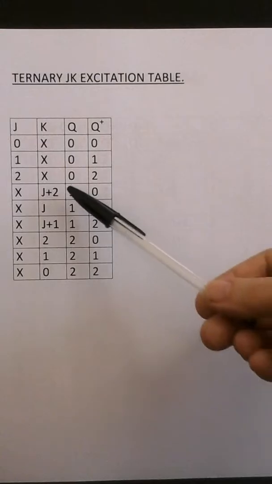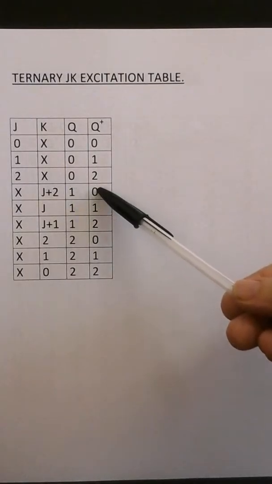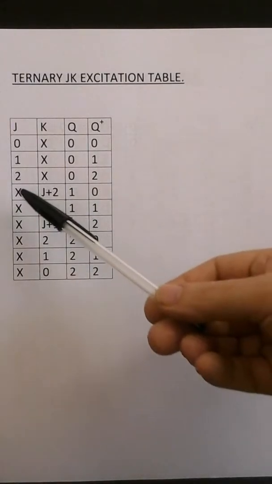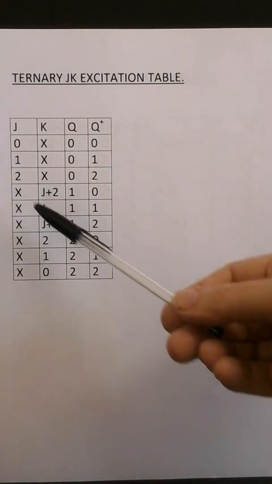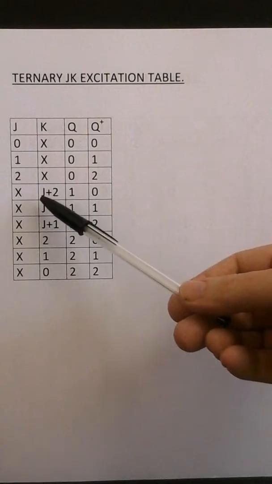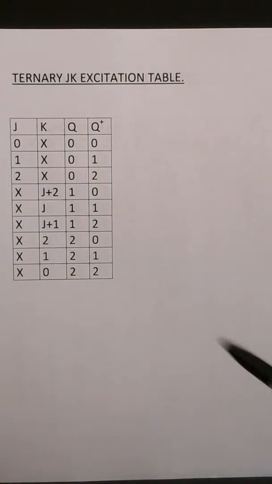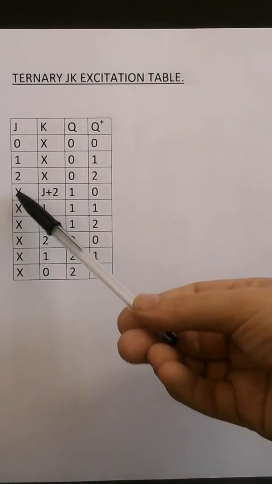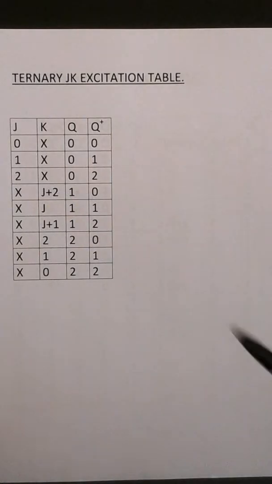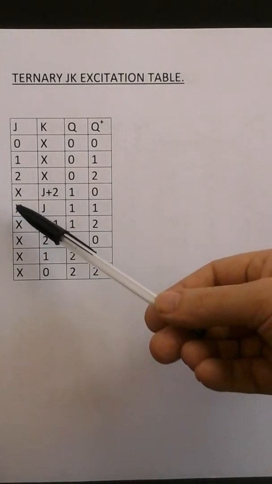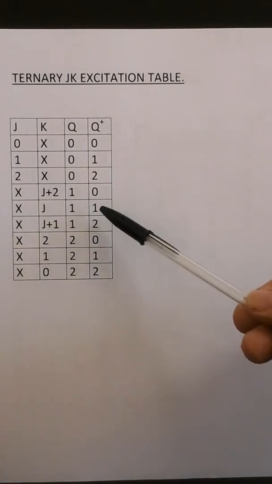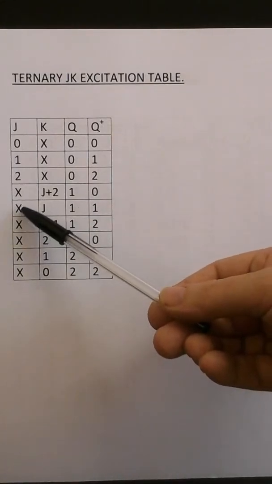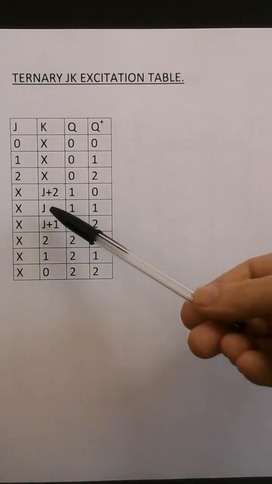For the middle rows, for q equals 1 to q plus equals 0, the value of x can assume any value, 0, 1 or 2, but the value of k must equal j plus 2. So whichever value you've chosen for x, that's that value plus 2. For q equals 1 to q plus equals 1, j can assume any value, 0, 1 and 2, but k must equal j.